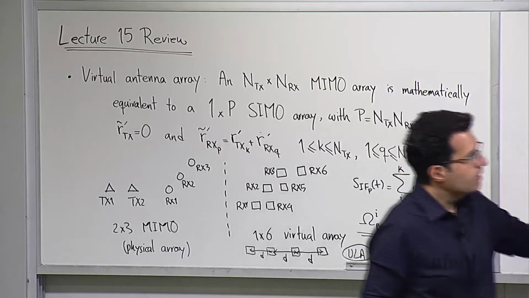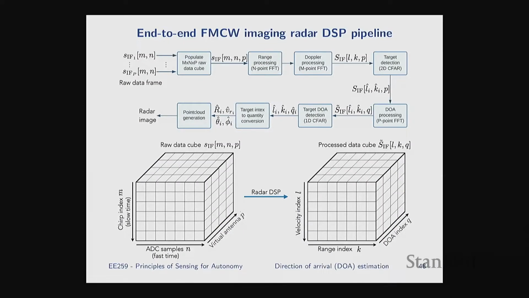Okay? So here on the slide is the end-to-end DSP for a MIMO FMCW radar. Let's trace it again together. This is essentially everything we talked about, not just DOA: range estimation, velocity estimation, target detection, and DOA, all the way from the raw signals that you receive, the ADC samples, to the final image, which is, say, a 2D or a 3D point cloud. So you start with these IF signals, S IF 1 to S IF P. These are coming from the virtual elements.